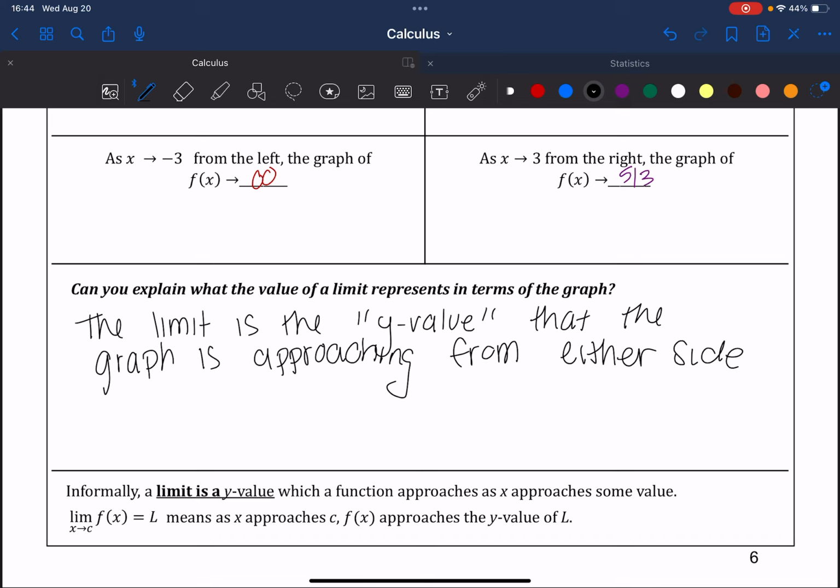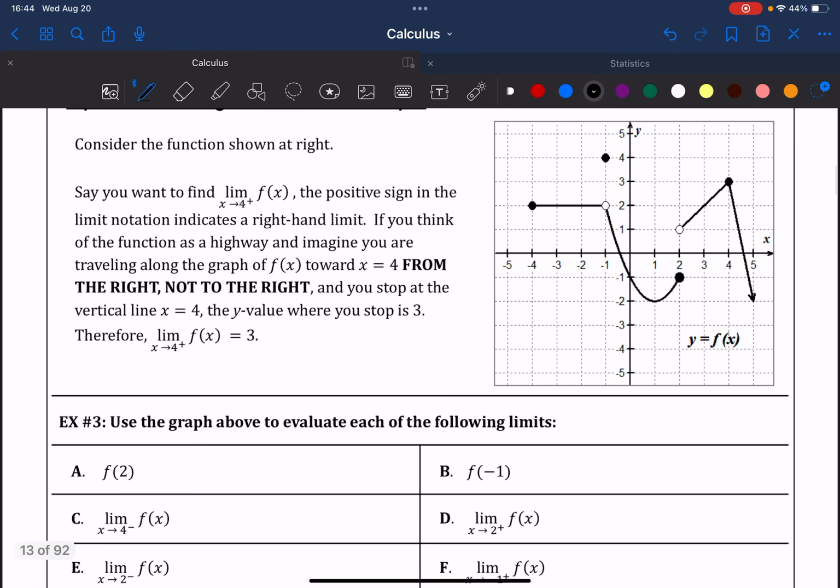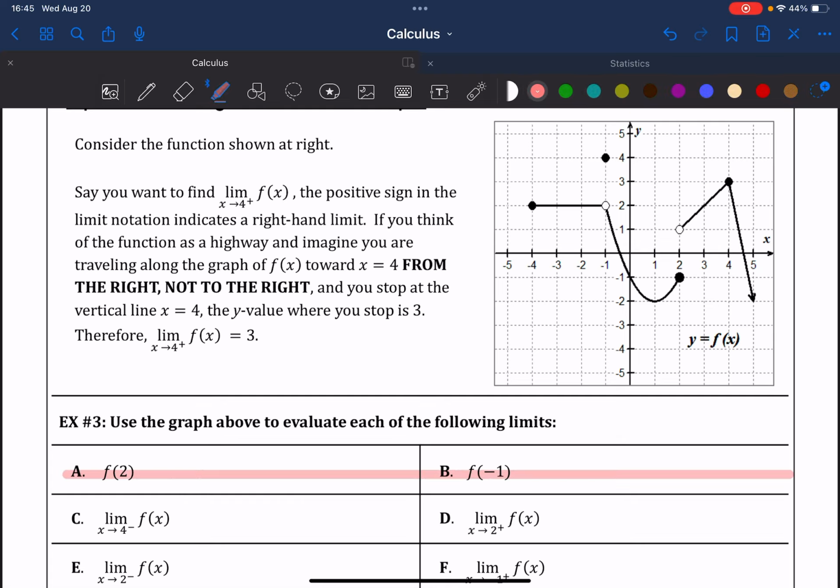Okay. Now let's dive into this a little bit more using that calculus notation of limits. And let's go ahead and look at example 3. Okay. So the first two parts right here where it has A and B, I don't want this to throw you off. This is just seeing if you remember function notation back from Algebra 1, Algebra 2. That's it. Okay, so when looking at these, remember whatever's in those parentheses is the x value.